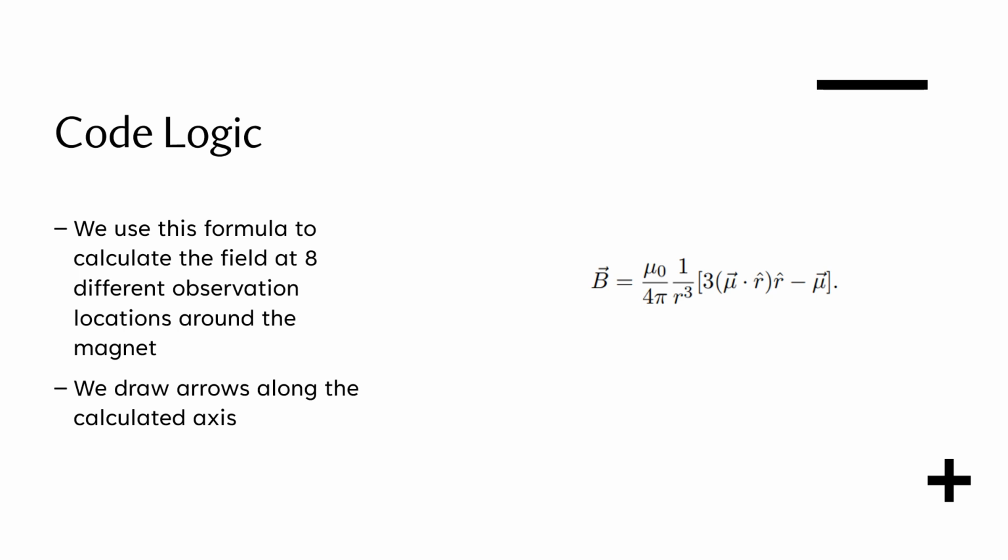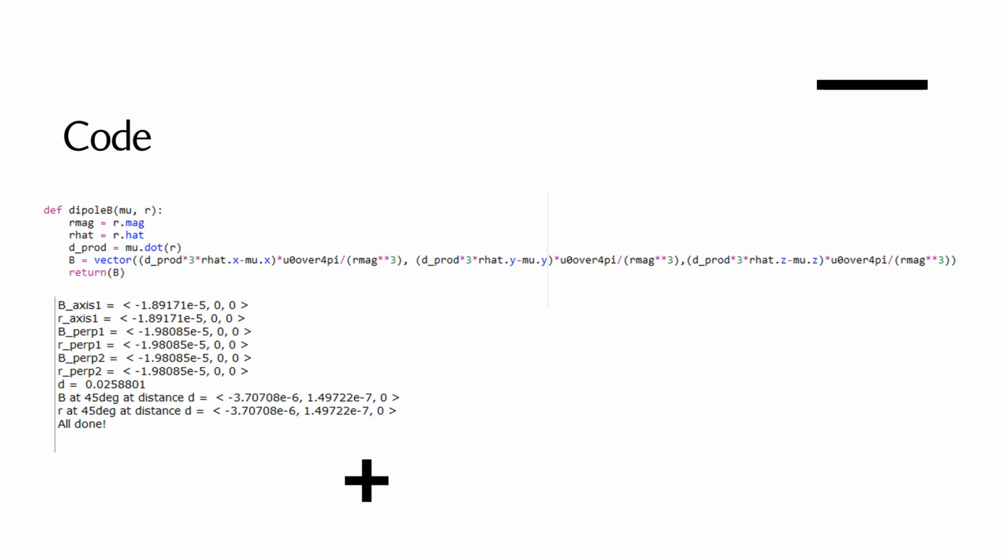We use this formula in the Python code to calculate the field at 8 different observation locations around the magnets. And then we draw arrows along these axes. So the 8 different observation locations are 4 perpendicular, 2 parallel, and 2 at a 45-degree angle. So this is my dipole B formula, which is just an implementation of the formula I showed earlier.